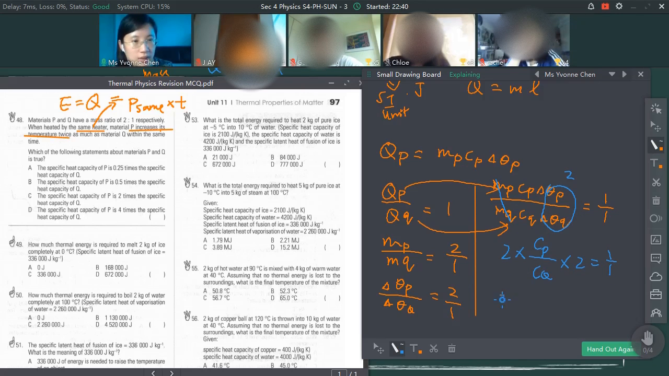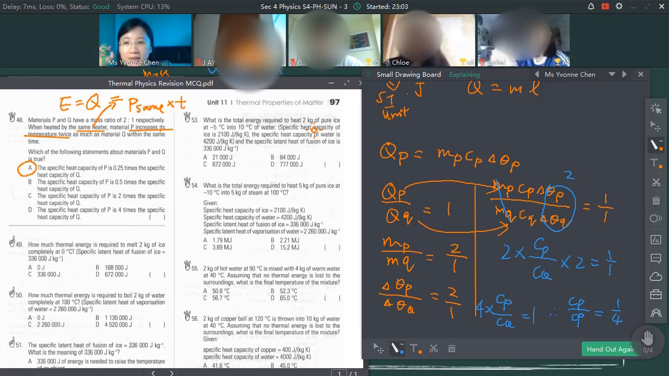So I can find 4 times CP over CQ equals 1. Therefore, CP over CQ equals 1:4. So the answer should be A. Okay, A is the answer. Take note of that. Question 48 is difficult, but 49 onwards should be simpler. So you may start question 49 onwards now.